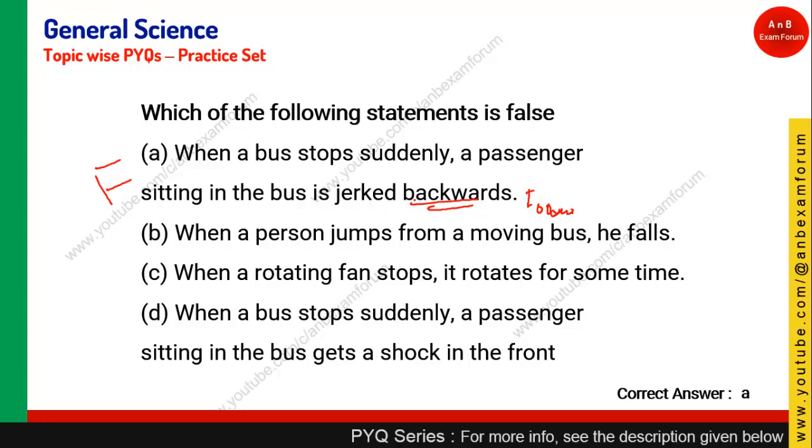This is incorrect. Just now we saw that when a bus stops suddenly, it resists the motion, so that is inertia of motion, because of which the passengers fall forward.